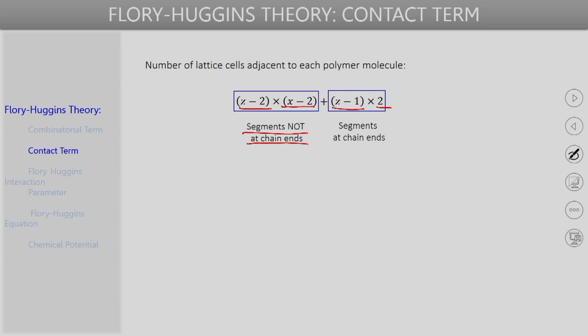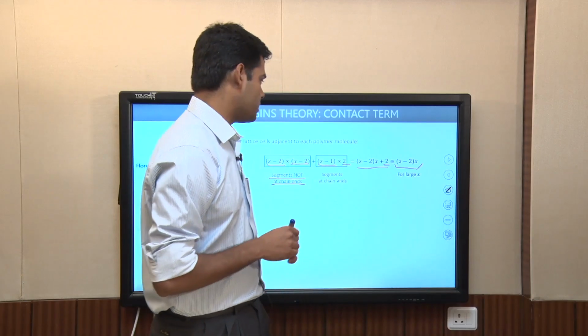Now, if we simplify this expression, what we get is z minus 2 times x plus 2. Now, for long polymer chains, typically the value of x will be quite large. So, for large x, this plus 2 here can be neglected, and we can just say that the total number of lattice cells adjacent to a given polymer molecule is just z minus 2 times x.